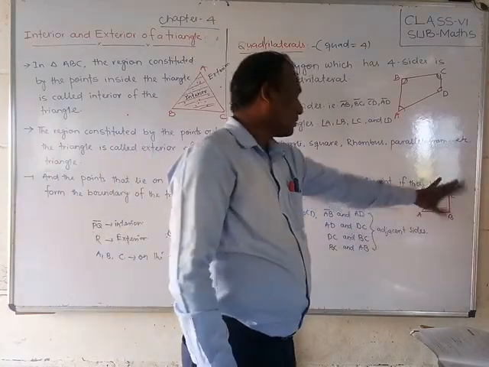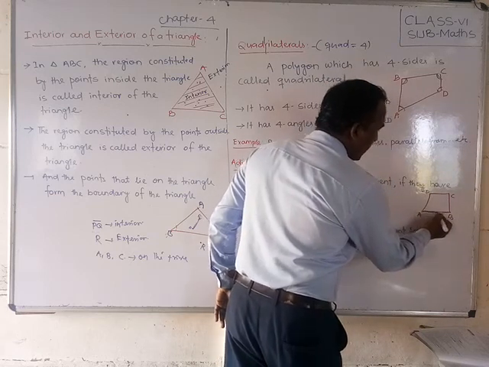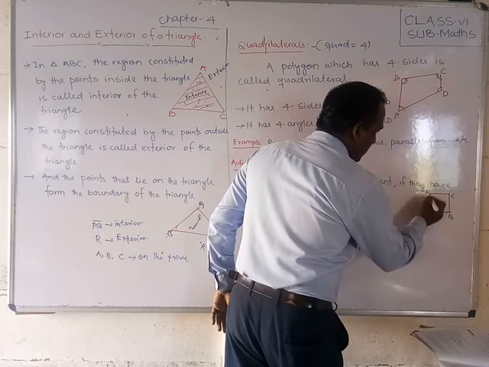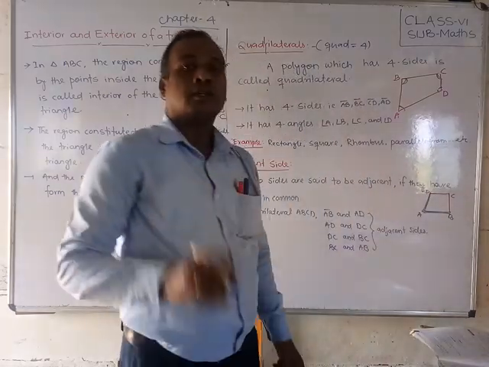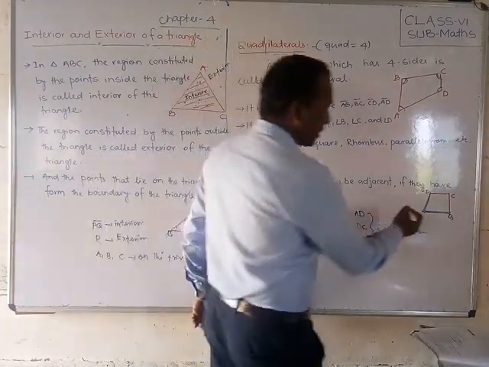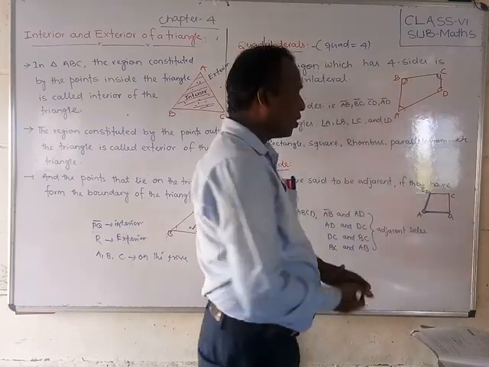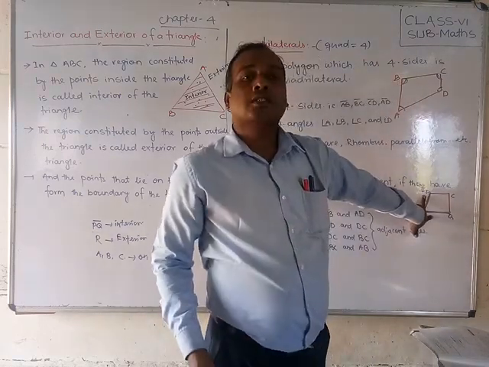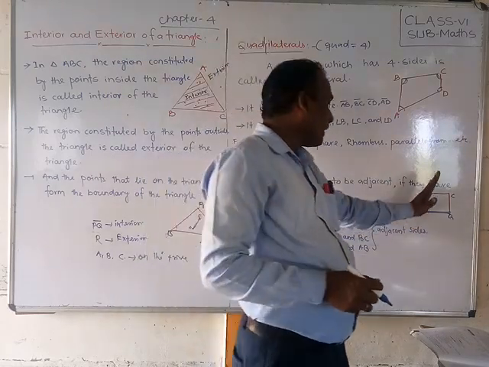Look at this quadrilateral. Suppose this is one side and this is another side. AB is one side and AD is the other side. What is the common point? The common point is A. Observe here, AB and AD, A is the common point. So these two sides are called adjacent sides. We can say AB is adjacent to AD.